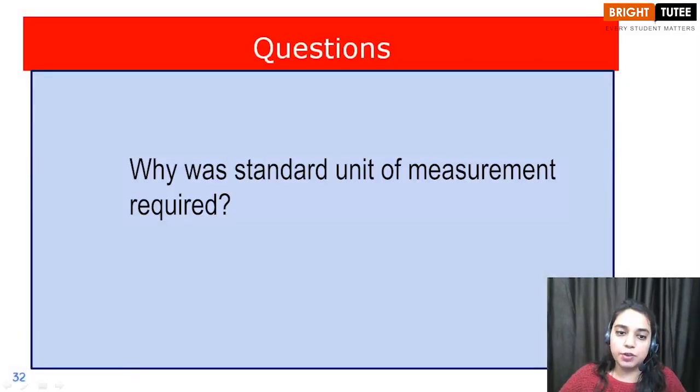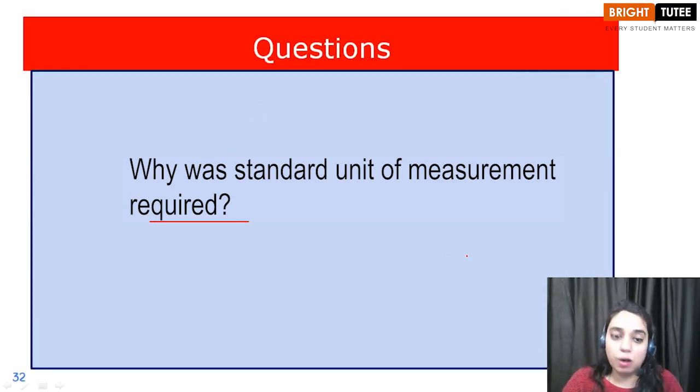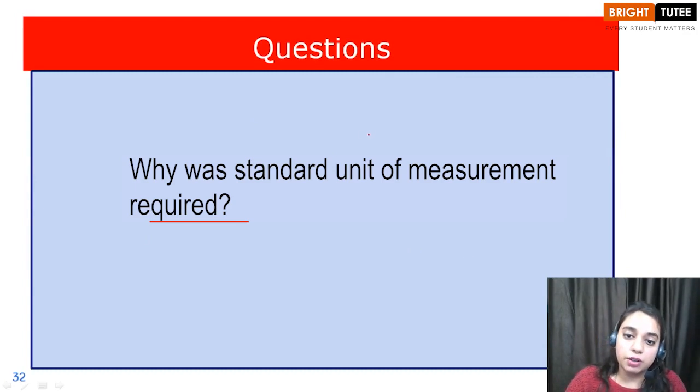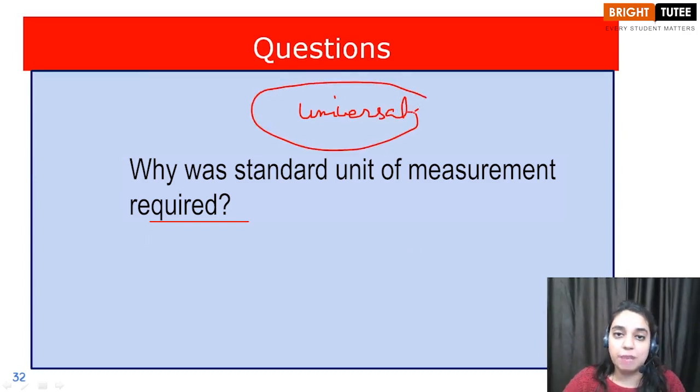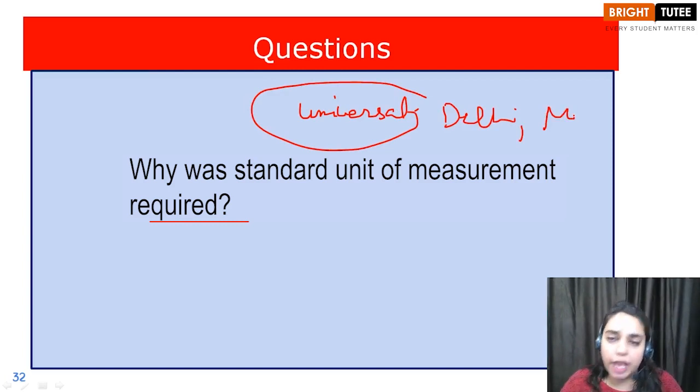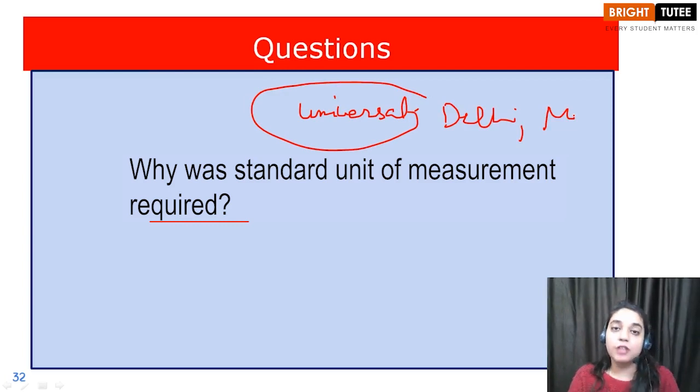Why were standard units of measurement required? So children, why was there a need for standard unit of measurement? Children, we want our objects to be measured in such units which are universal. Right children, so that the measured value is the same if we measure it here in Delhi or if we measure it in Mumbai or any place, its value should remain the same. Or if I measure something and you measure the same object, our values should come out to be standard or same.